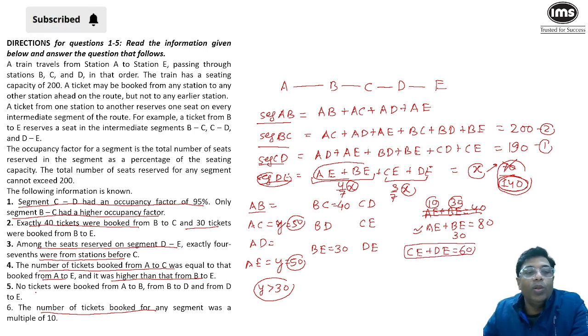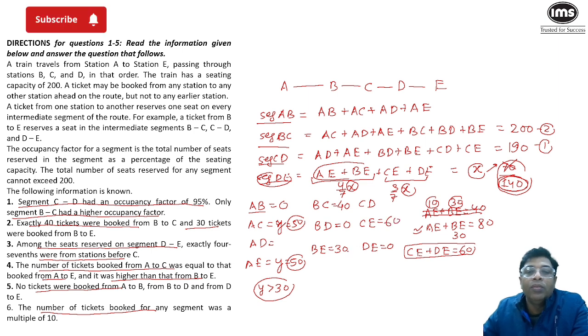Let's go further. No tickets were booked from A to B, so this value is 0. B to D, this value is also 0. And from D to E, this value is also 0. The moment you know that D is 0, then obviously C will become 60. So we know most of the values. Now the only thing is we can use this equation and try to solve and figure out other values.